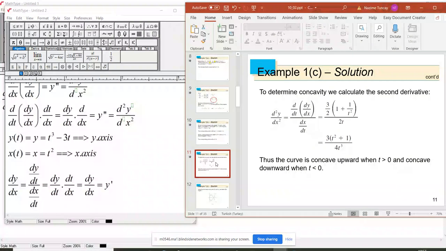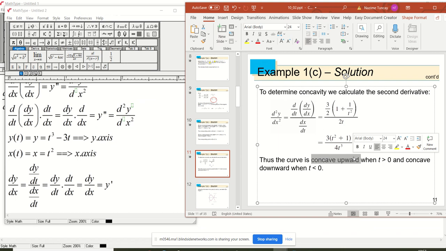Now concavity. In order to find whether it is concave upwards or downwards, let us calculate the second derivative. If we calculate the second derivative, we come to this equation. So we see that it is not defined when t equals 0.